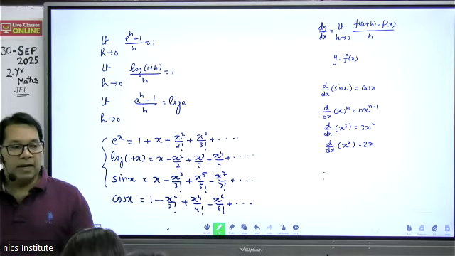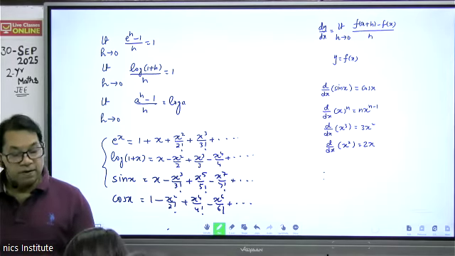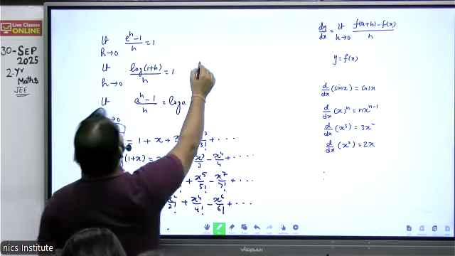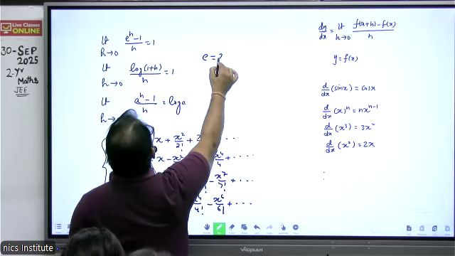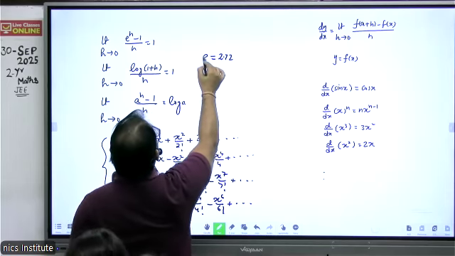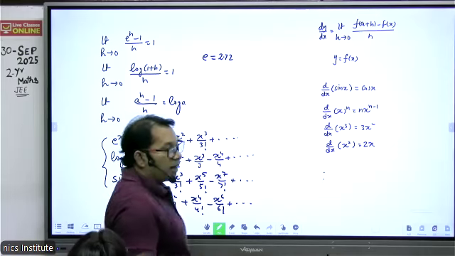This is natural log. In calculus, whatever log you use, everywhere it has to be natural log. That is to the base e. e is Napier's constant, which is approximately 2.72, just like pi. It is an irrational number.